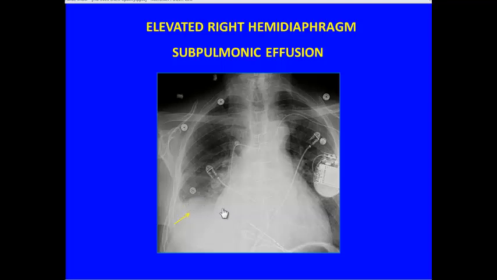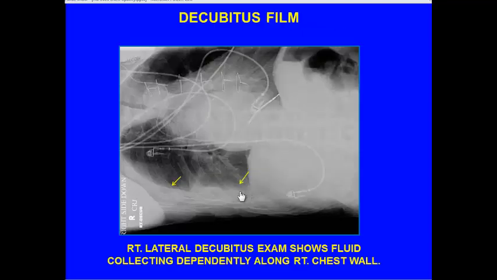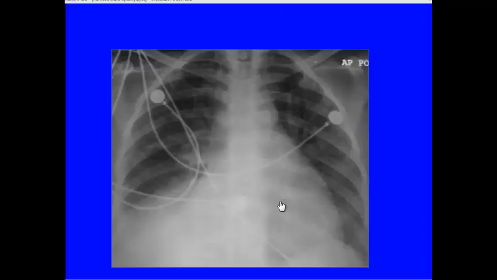Sometimes we'll call it subpulmonic if it collects along the inferior aspect of the lung, and there's increased space between the lung and the diaphragm. We can turn the patient on their side, right lateral decubitus, and we're seeing that free-flowing pleural effusion with our decubitus view. Sometimes the supine view is a little bit hard to tell exactly how much pleural fluid there really is. Well, we know there's some. That diaphragm looks a little bit elevated.